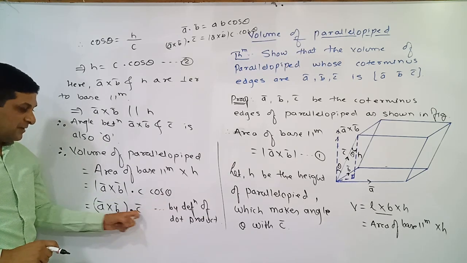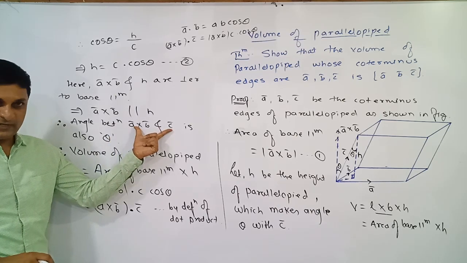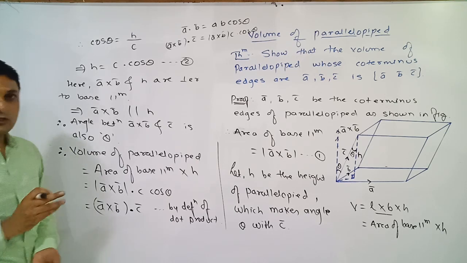But theta should be the angle between these two vectors. But already we have proved that this theta is nothing but the angle between these two vectors. Already we have proved it. So that's why we are able to apply the definition of dot product here.